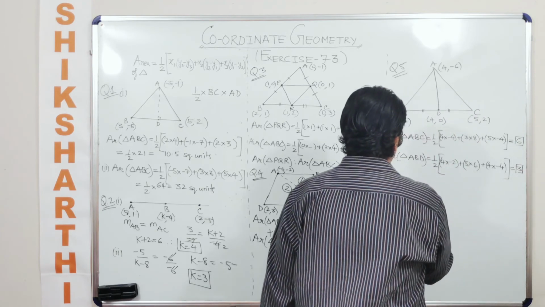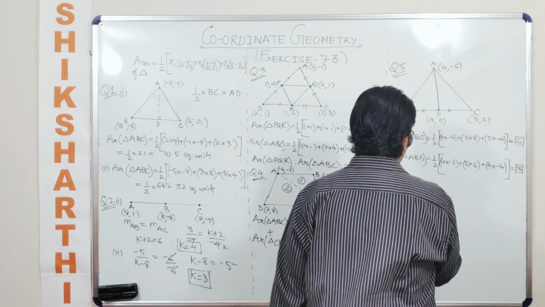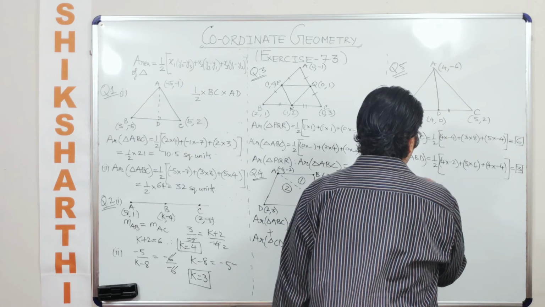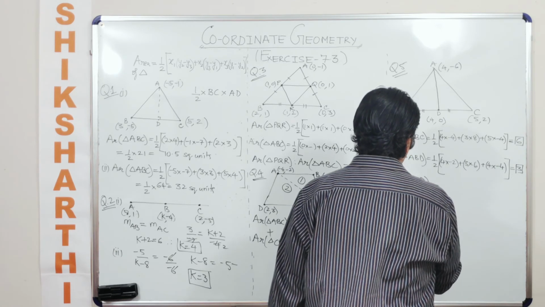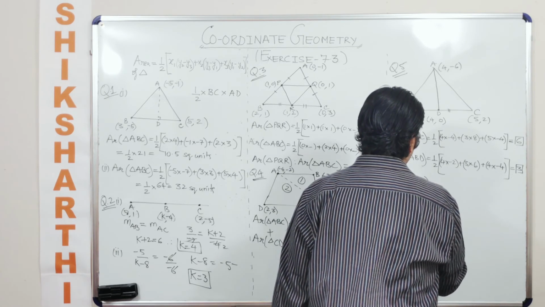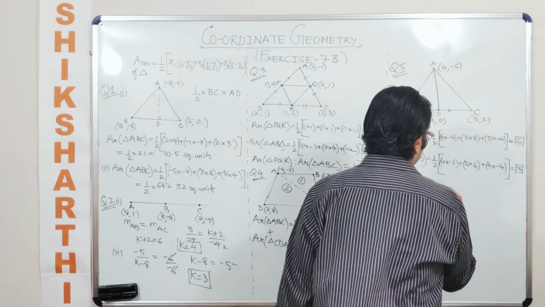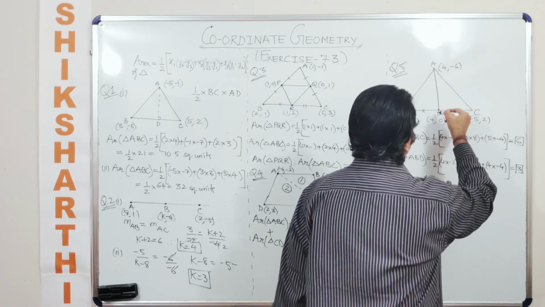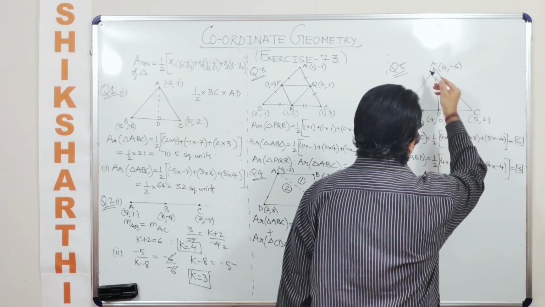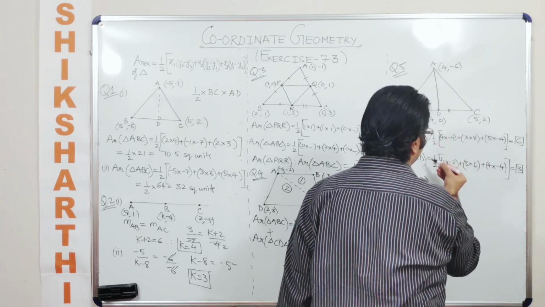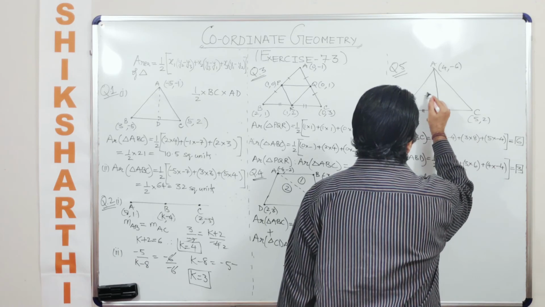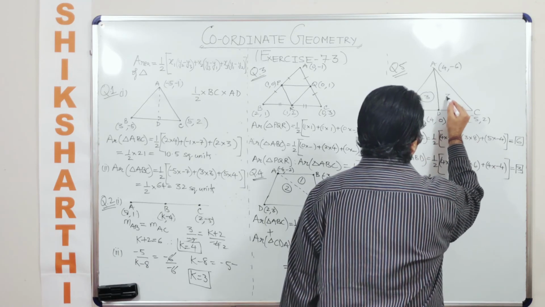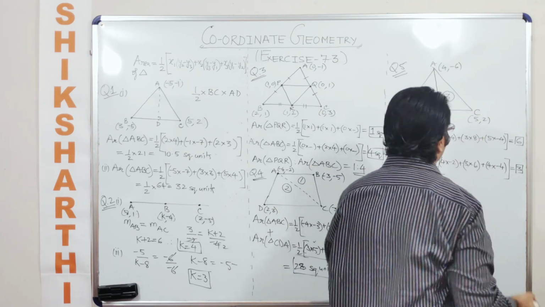So can I say that the area of the triangle ABD divided by the area of the triangle ABC is 1 by 2, which proves that the median of a triangle divides the area of the triangle into two equal parts. So if this area is 3 square units, this area will also be 3 square units.